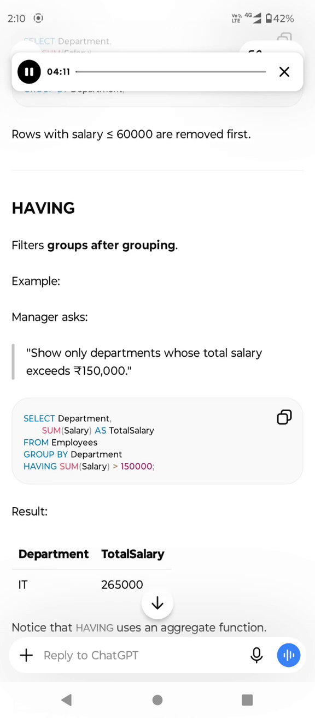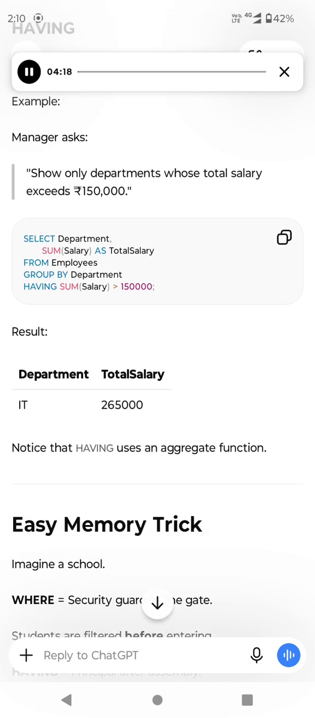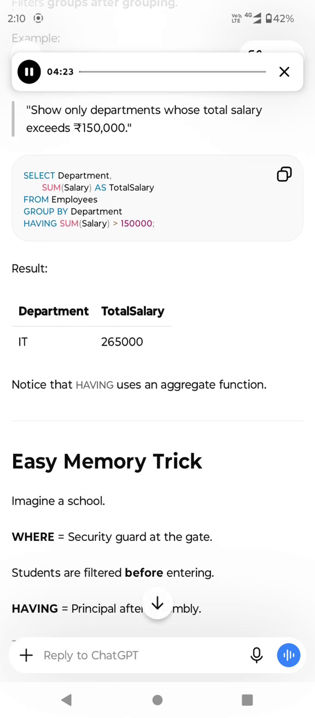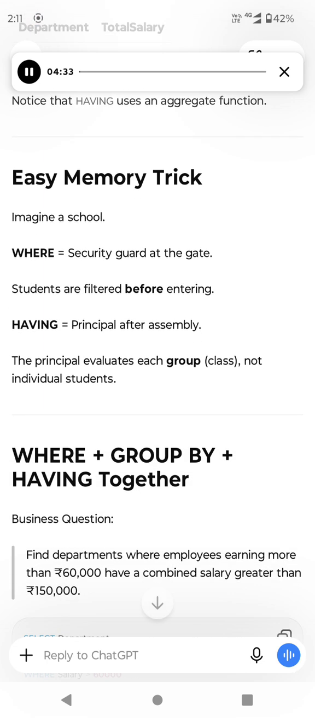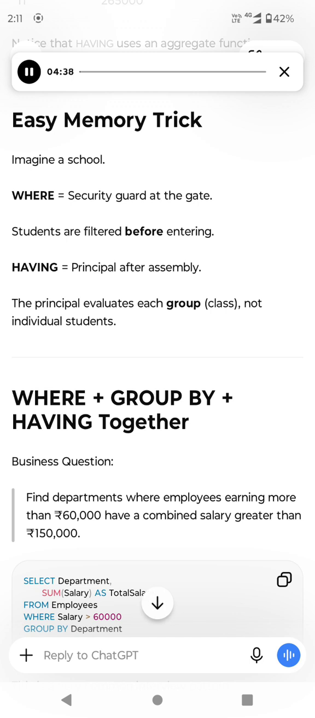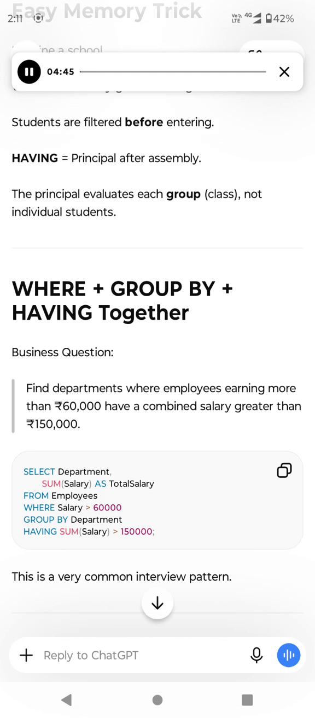HAVING filters groups after grouping. Example: manager asks, "Show only departments whose total salary exceeds 150,000." Result: department, total salary, IT, 260,000. Notice that HAVING uses an aggregate function. Easy memory trick: imagine a school. WHERE equals the security guard at the gate. Students are filtered before entering. HAVING is the principal after assembly. The principal evaluates each group, the class, not individual students.